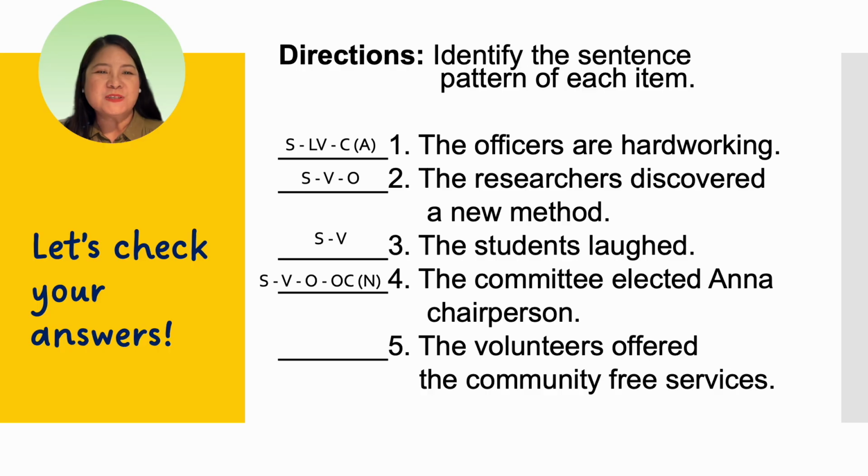4, it's SVOOCN. Subject, the committee; verb, elected; object, Anna; and we have the object complement, chairperson, which happens to be a noun. And number 5, SVIODO. Subject, the volunteers; verb, offered. Offered what? Free services, that's the DO. To whom or for whom? The community. So it's SVIODO.